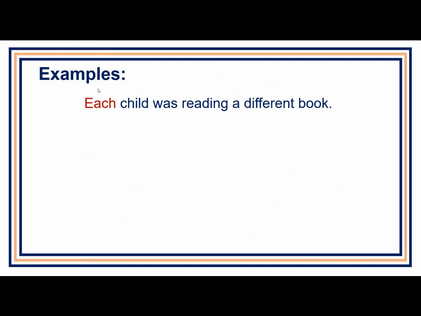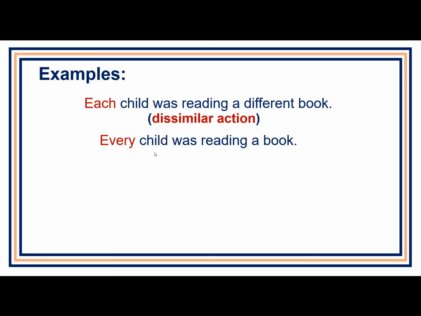Examples: Each child was reading a different book. So this is a dissimilar action. Every child was reading a book. And this example is a similar action.